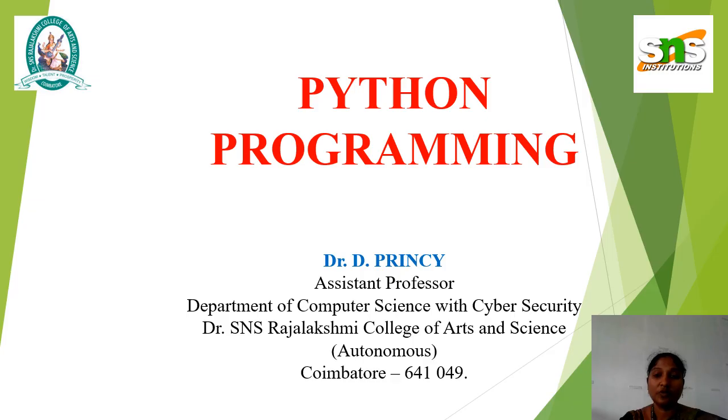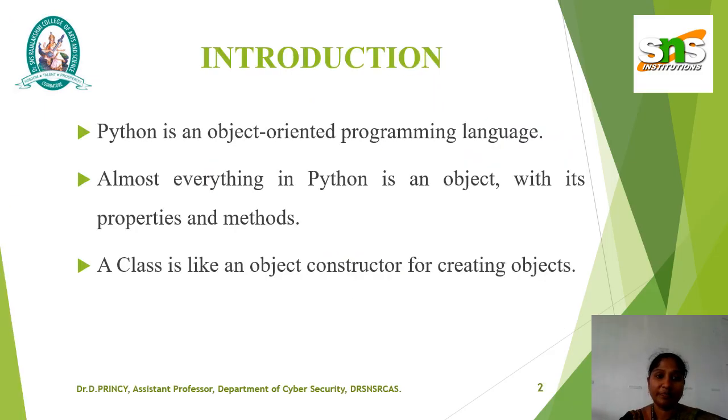In this video, I am going to explain about Python classes and objects. In general, Python is an object-oriented programming language. Like Java, everything in Python is an object. It is accessed through its methods and properties. A class is like an object constructor for creating objects. A class contains variables and functions.